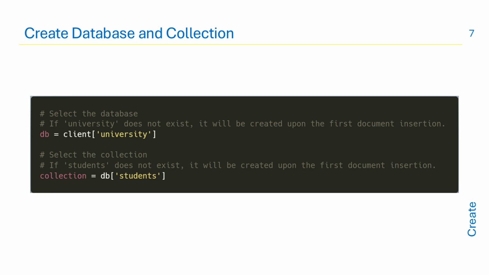An important concept to understand with MongoDB is what's called lazy or implicit creation. When you execute these two lines of code, nothing actually happens on the server. You won't see a new database or collection appear in your Atlas dashboard just yet. MongoDB waits until you perform your first write operation, like inserting a new student record, and only then does it physically create the database and collection on the disk. This is an efficient approach that prevents the creation of empty, unused database structures.